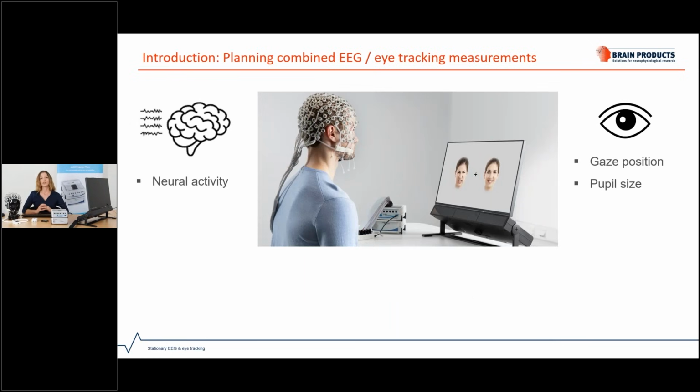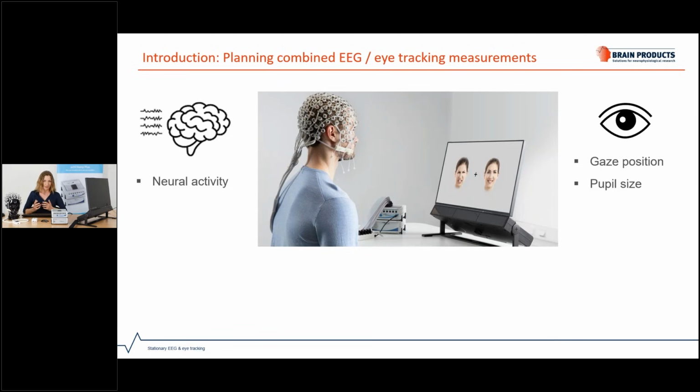Now let's start with some general thoughts on EEG and eye tracking. What we are doing here is combining two very different sources of information. With EEG, we want to monitor brain activity, so neural activity basically. And with eye tracking, we can gain two different kinds of information. One is the gaze position, so where somebody is looking, and the second one is the pupil size.